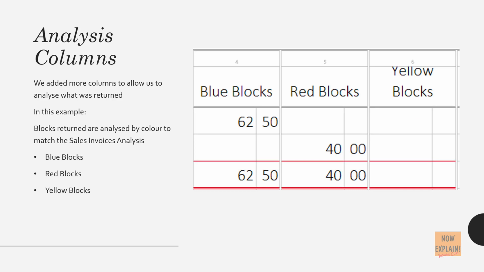The analysis columns. We added more columns to allow us to analyse what was returned. In this example, blocks returned are analysed by colour to match the sales invoice analysis. Blue blocks, red blocks, yellow blocks.